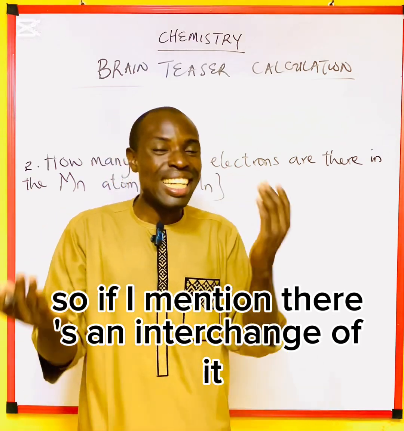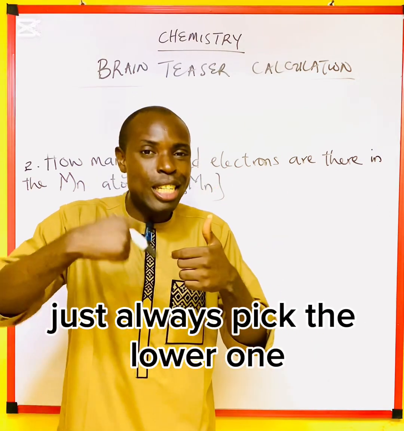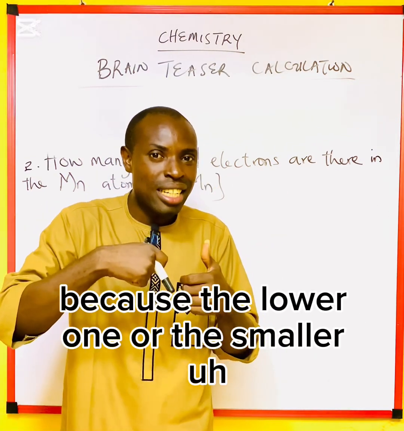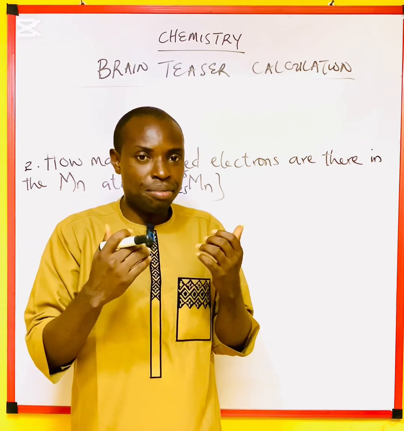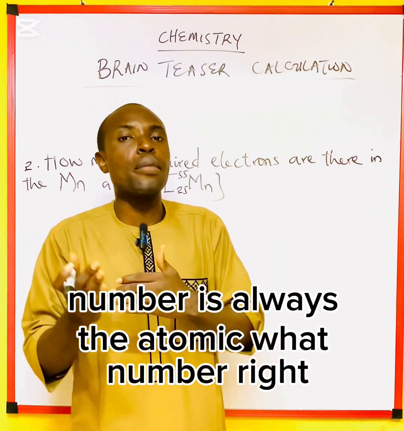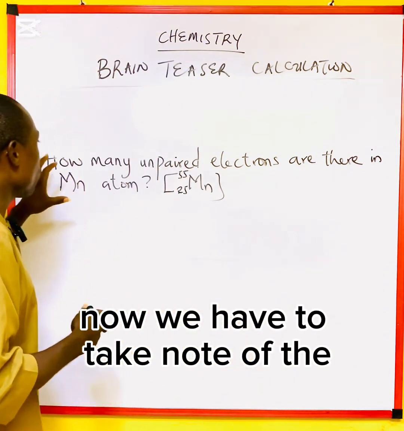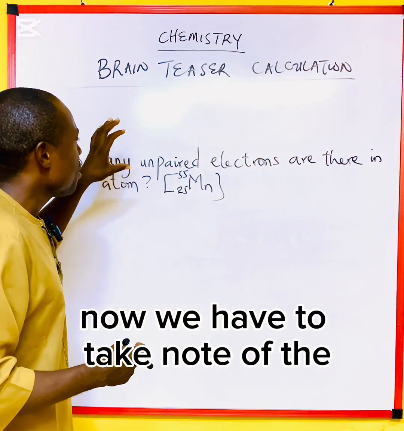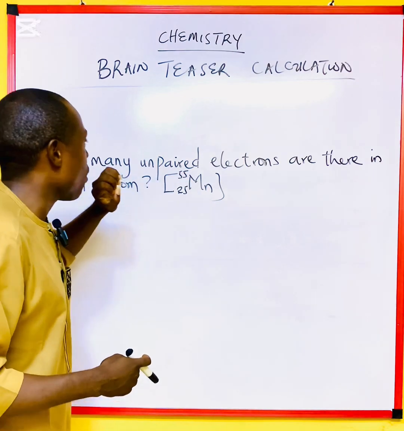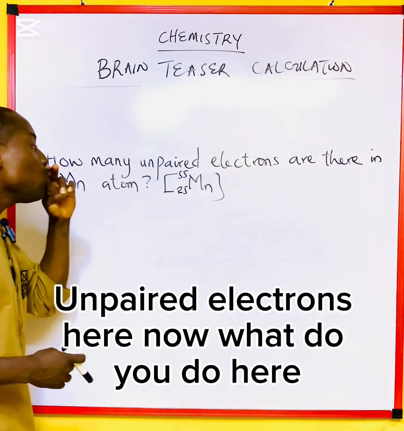So if there's an interchange of it, just always pick the lower one, because the lower or smaller number is always the atomic number. Right? Now, we have to take note of the unpaired electrons here. Now, what do you do here?